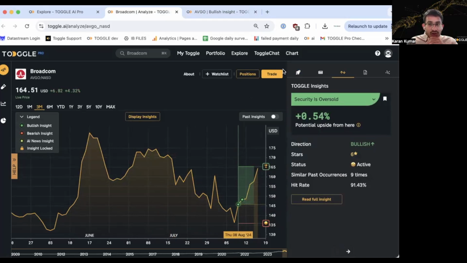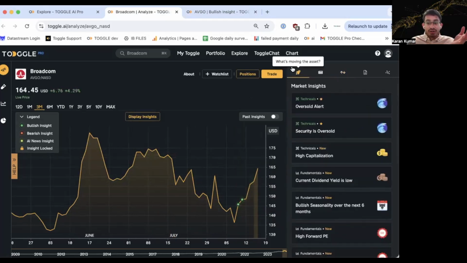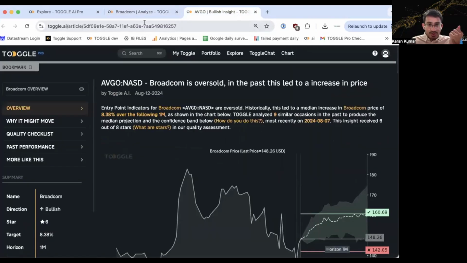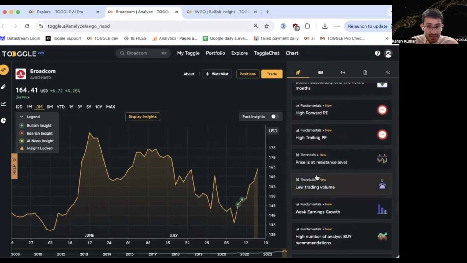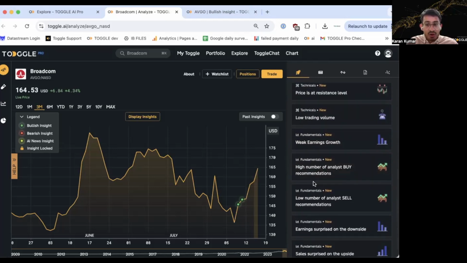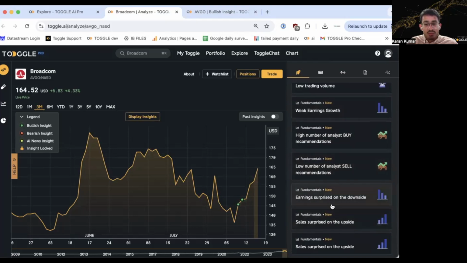On this page as well, you'll be able to see what other financial metrics could be driving the price of the asset. You go to this tab, you'll see the stars. These mark the insights with a directional impact, as we looked at here. But then these other cards mark other insights, right? They may not have a directional impact, but Toggle still wants you to know that, hey, capitalization in the stock is high, PE is high, the price is at a resistance level, low trading volume. And we hope that all this information together will help you get a better idea of where this price could be headed next.